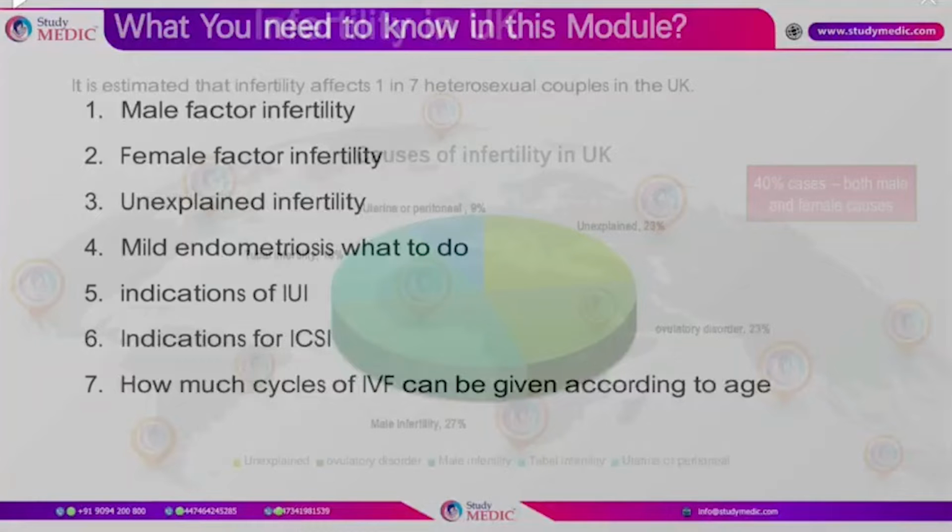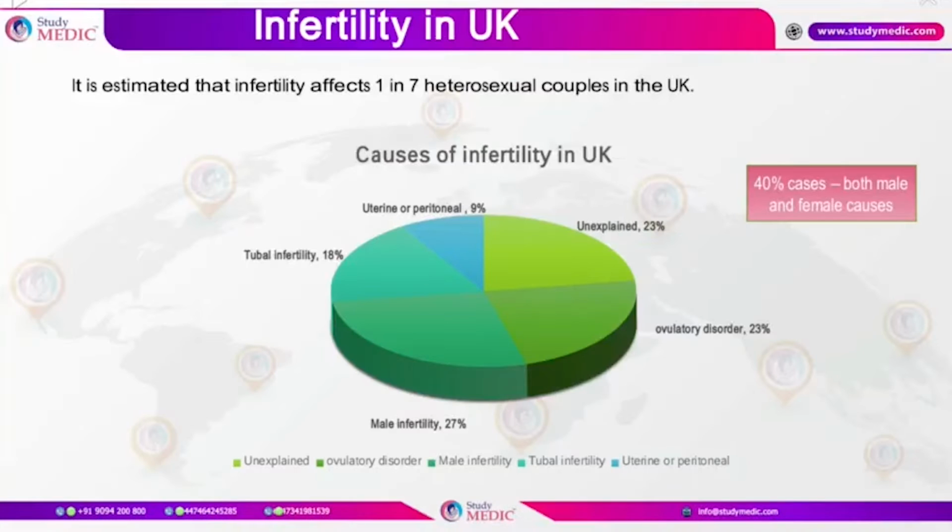So let's talk about infertility in the United Kingdom. 1 in 7 heterosexual couples face this problem. Male infertility counts for about 27%. In female infertility, ovulatory disorder counts for 23%, unexplained 23%, uterine and peritoneal factors about 9%, and tubal infertility about 18% of cases. So in 40% of cases, both male and female factors can cause the infertility as a combined effort.